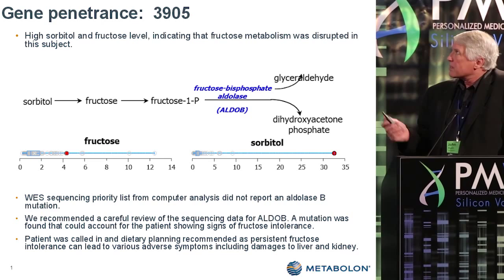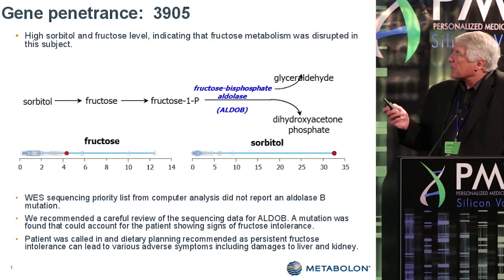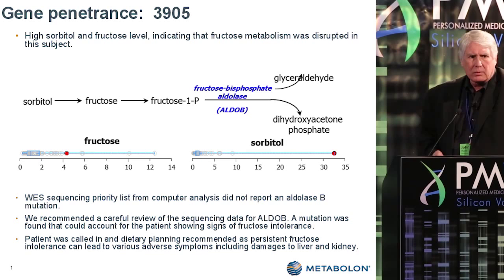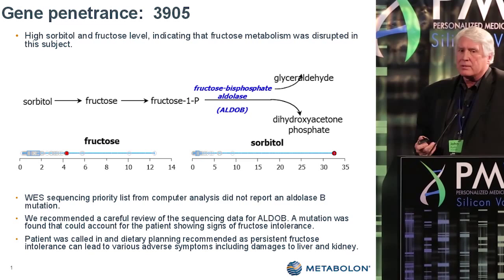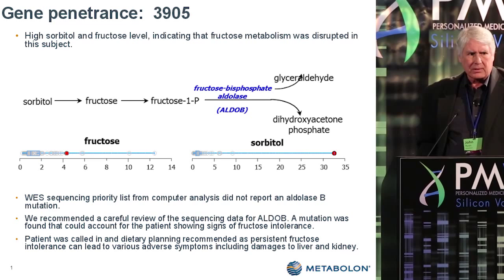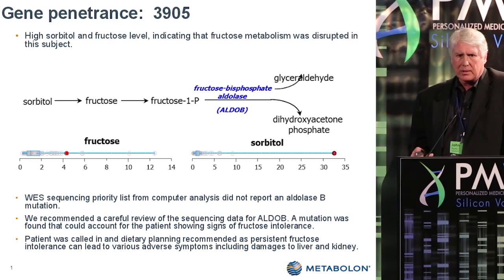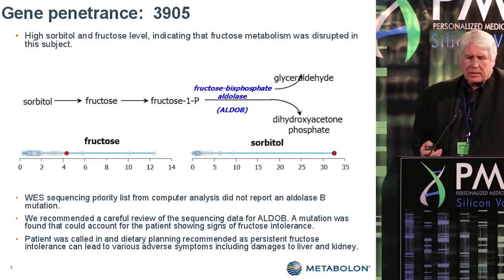This is one of the patients, patient number 3905. In this particular case, what we saw were sorbitol and fructose accumulating relative to the population, and this would indicate a disease called fructose intolerance. Fructose intolerance is caused by a mutation in the aldolase B gene. In the sequencing results, that wasn't being sent back as a probable or a deleterious mutation. But when the gene was inspected, it had a mutation in aldolase B. So this is a case where a mutation was not thought to be dangerous, but actually it's causing fructose intolerance.